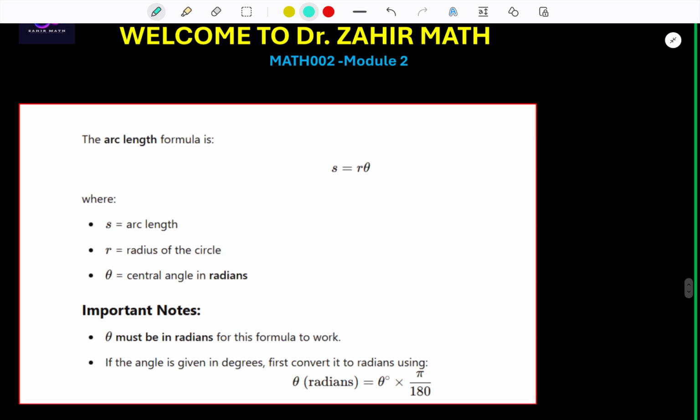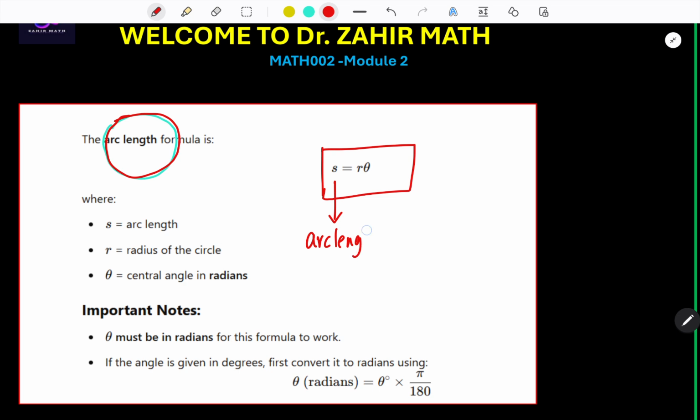Next we go for two things. Number one is arc length. We are going to find the arc length of the curve. That is the formula: S is equal to r theta. S is the arc length, r is the radius of the circle, and theta is the angle, especially the central angle, which is inside the circle, and which is always measured in radians.